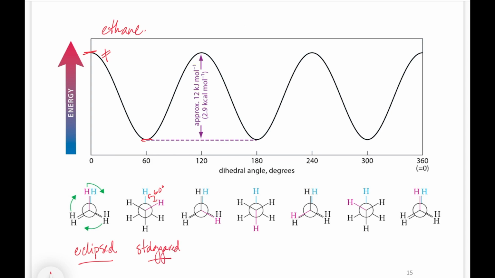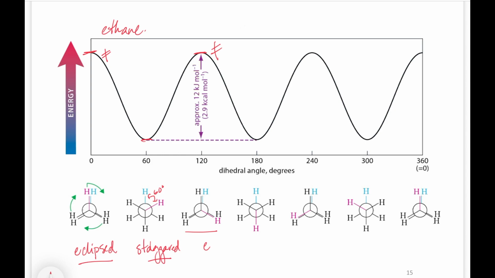We rotate again 60 degrees, and what do we have? We have an eclipsed form. I'm just going to write an E for eclipsed. Again, the energy is high, and this is a transition state. There's approximately a 12 kilojoule per mole difference between the staggered and the eclipsed form.